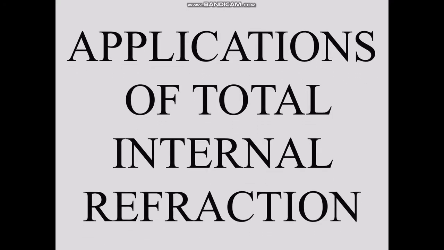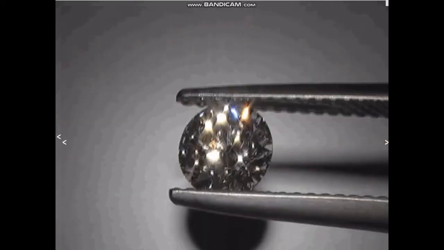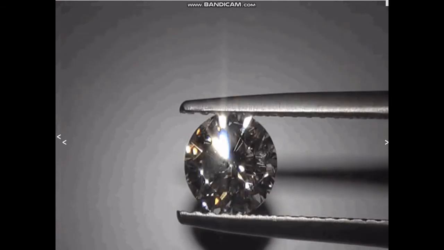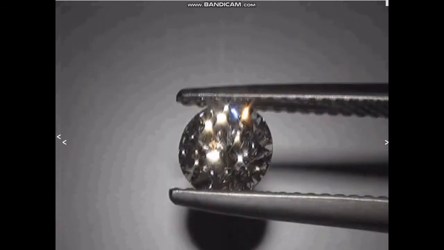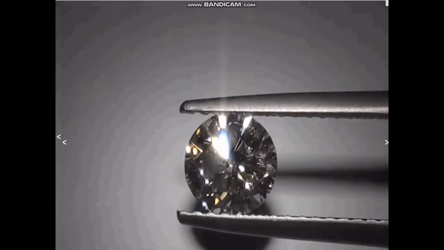Now let's see what are the applications of total internal refraction. Can you see this? This is a diamond glittering, isn't it? You must have seen the diamond glittering. And now let's understand what makes them glitter.